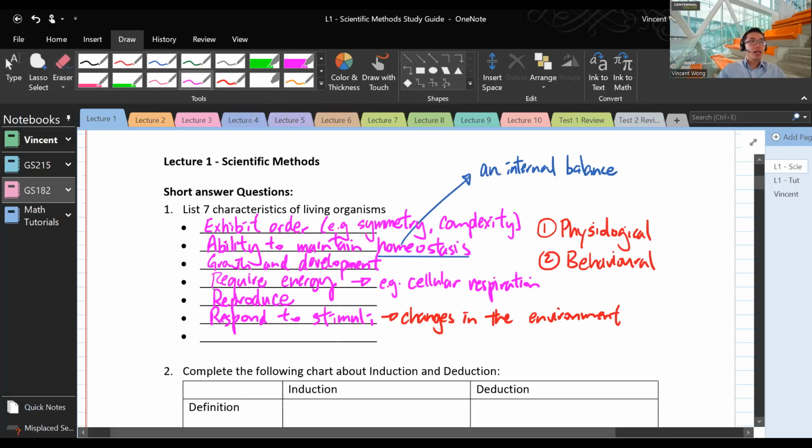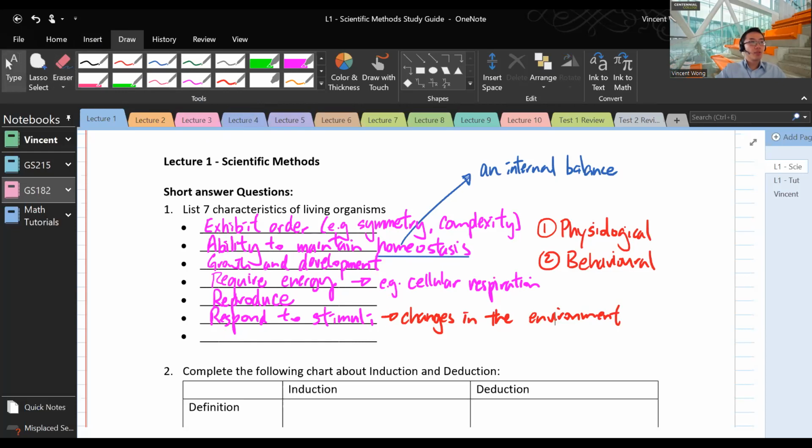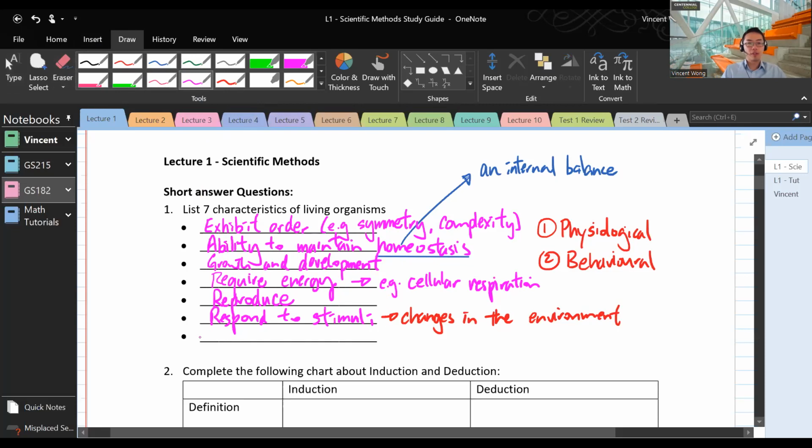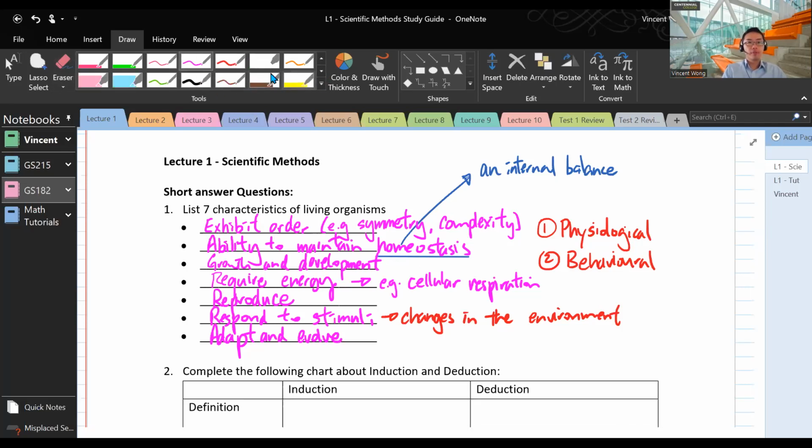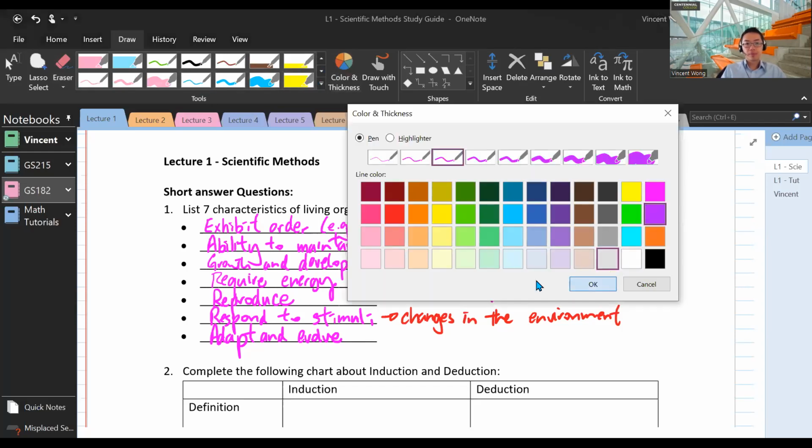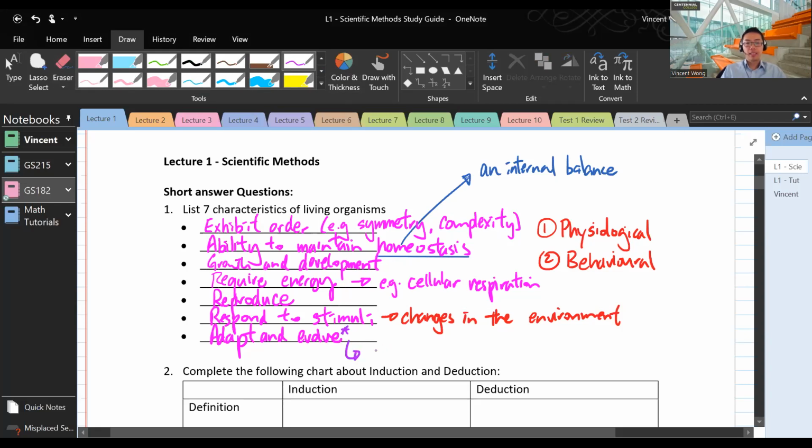And last but not least, let's see if anybody mentioned this so far. Yep, Carl mentioned it earlier: adapt and evolve. Very good. Remember, for evolution, it's important to know that individuals do not evolve. Populations do.